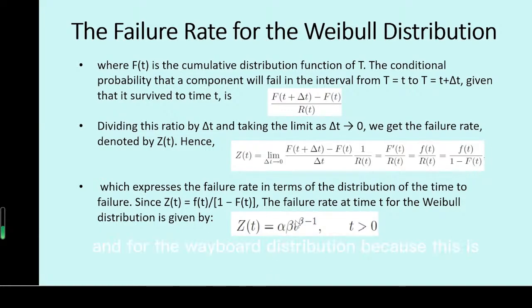And for the Weibull distribution, we just fill in the Weibull density function and the cumulative probability function, and we get Z(t) equals alpha beta t to the beta minus 1 for the hazard rate, the failure rate, at any time. So we can calculate the failure rate for any time t.